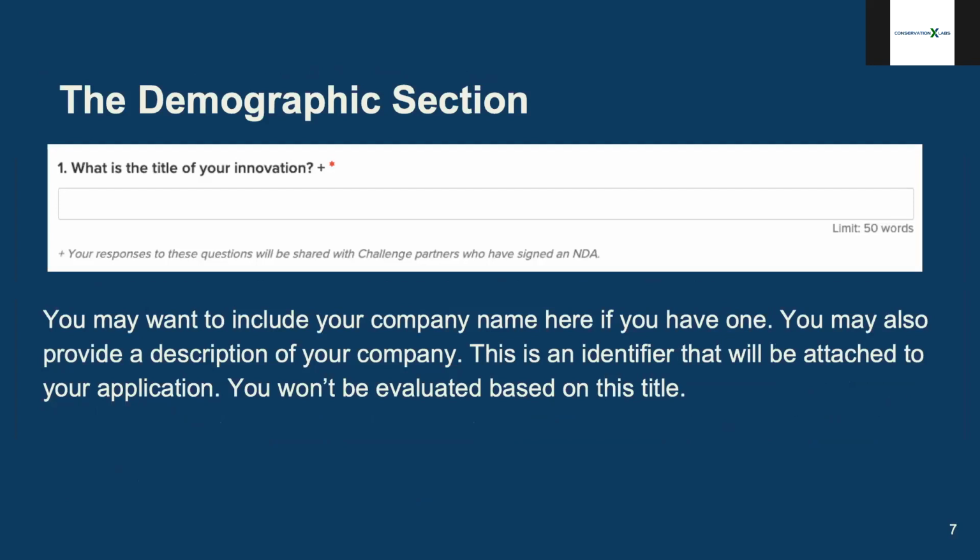So the first question in the demographic section is, what is the title of your innovation? This isn't something you're going to be evaluated on. Reviewers aren't going to give you a score based on your title, but it is informative for us as the administrators of the challenge. It's just an identifier that's going to be attached to your application.